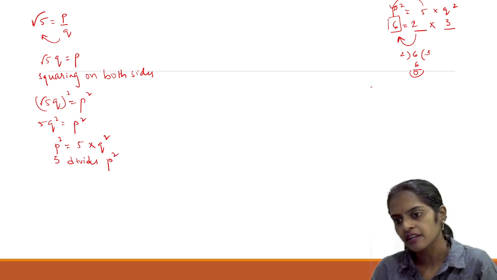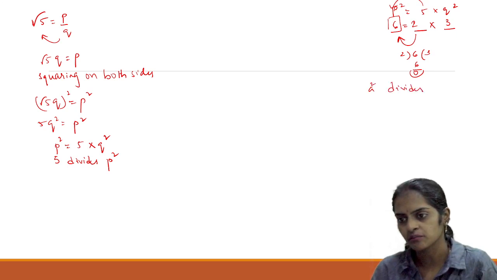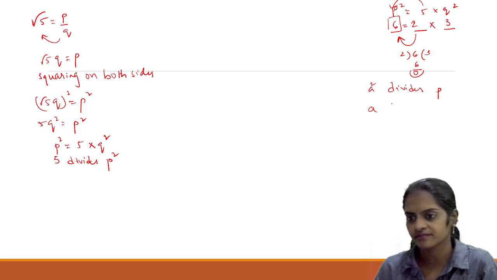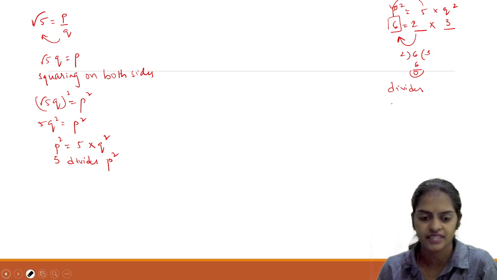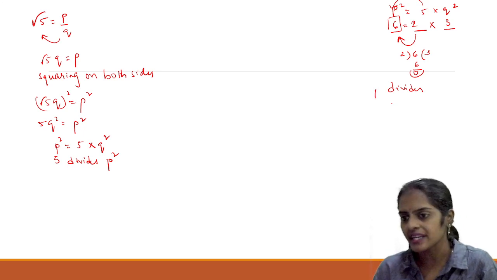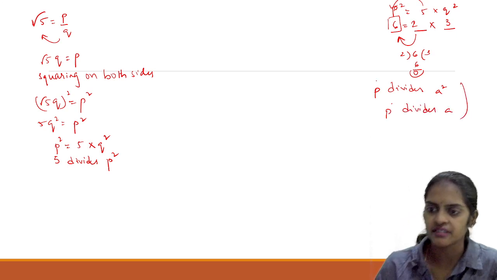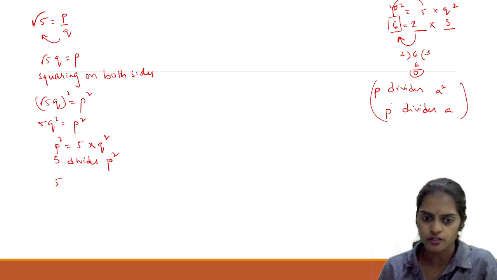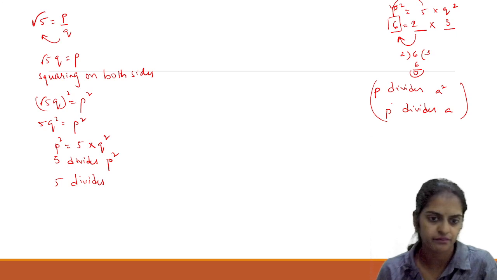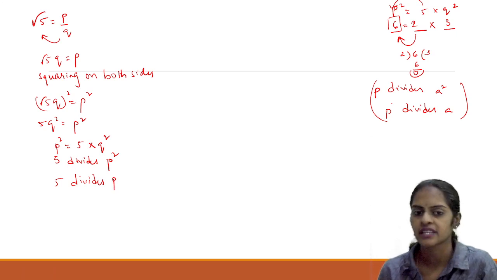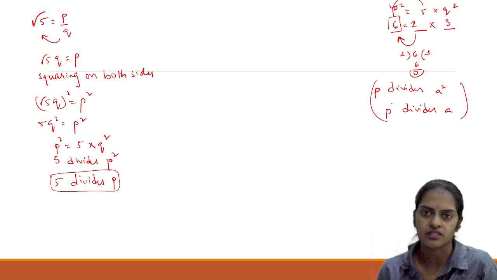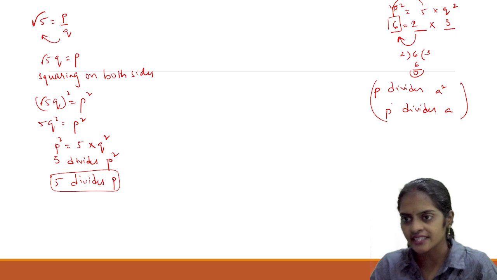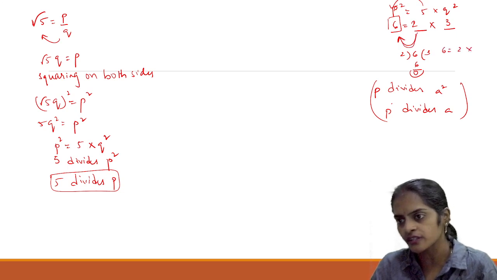We have a theorem. If a square is divided by p, or then a divides, sorry, I wrote the reverse of it. If p divides a square, then p divides a. Isn't it? We discussed this theorem. So 5 divides p square. So 5 also divides p. Keep it in a box. If 5 is dividing p, see, I said 2 is dividing 6. So I can write 6 equal to 2 into some number.